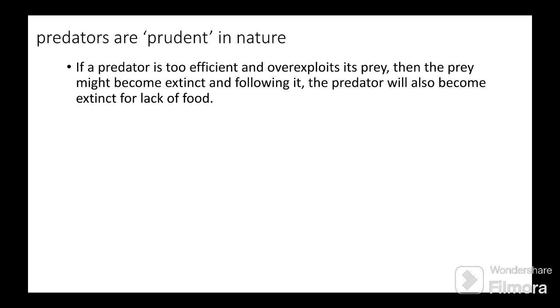Now, coming to the point, predators are prudent in nature. An important assertion reasoning question may appear from this point. If the predators are too efficient and overexploit their prey, the prey might become extinct, and following this, the predator may also become extinct due to the lack of food.